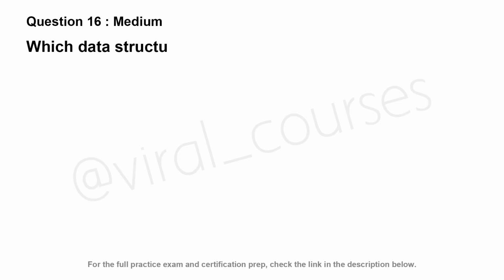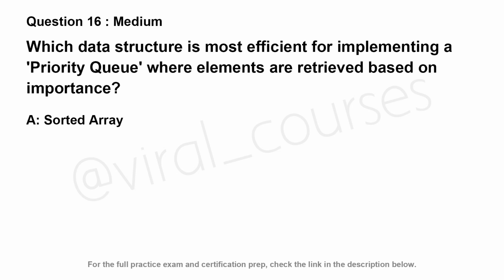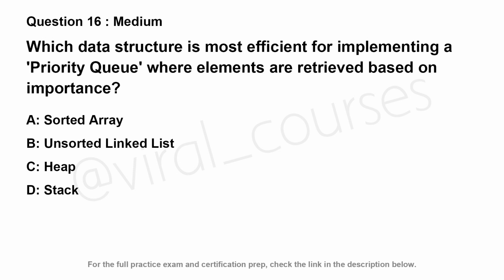Which data structure is most efficient for implementing a priority queue, where elements are retrieved based on importance? Option A, sorted array. Option B, unsorted linked list. Option C, heap. Option D, stack.